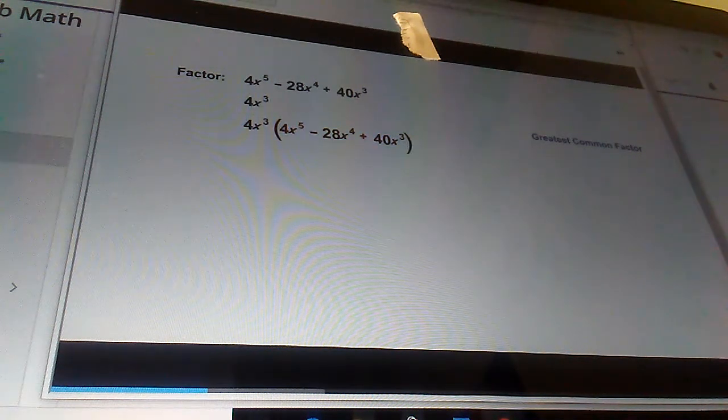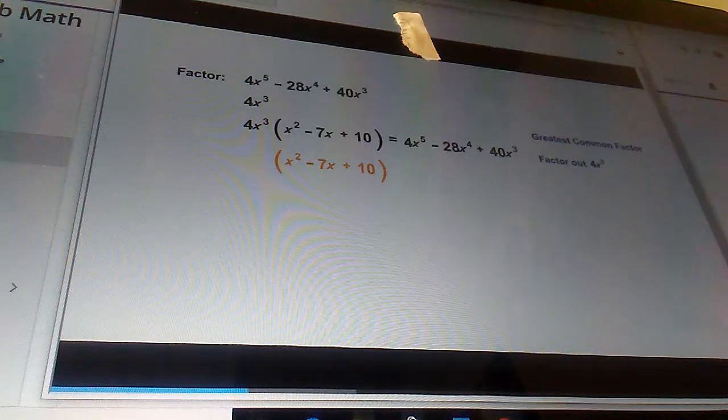Let's factor the trinomial 4 times x to the fifth power minus 28 times x to the fourth power plus 40 times x cubed. First, we'll factor out the greatest common factor, which is 4 times x cubed, since this is the largest divisor of each term. After we factor out 4 times x cubed, we have a trinomial remaining, which is x squared minus 7x plus 10. Next, we will factor the trinomial x squared minus 7x plus 10.